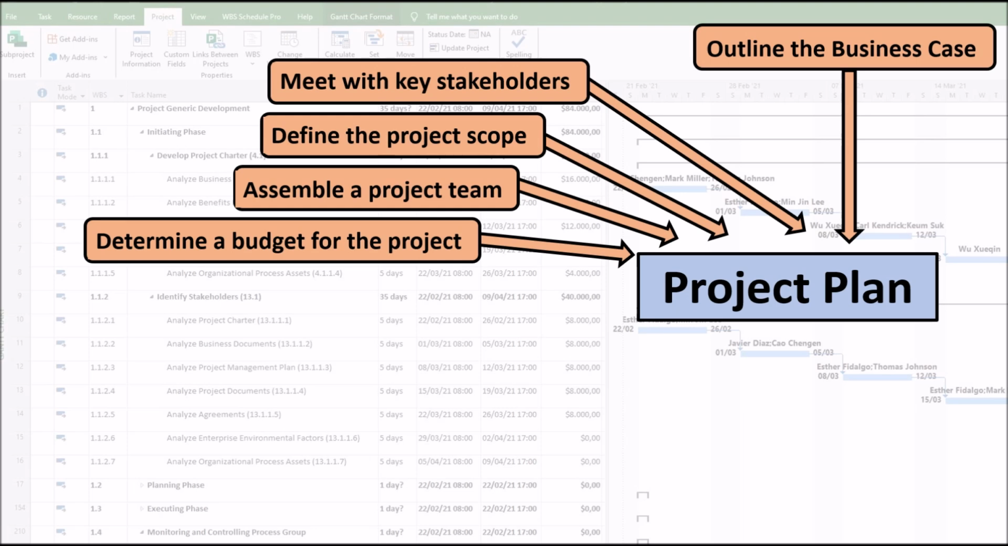The project budget will include labor costs, material acquisition costs, and operating costs. But it is not a static document. Your project budget will be reviewed and revised during project execution.